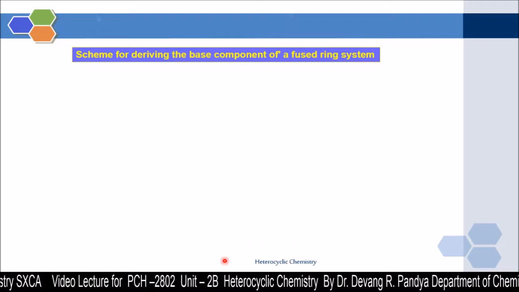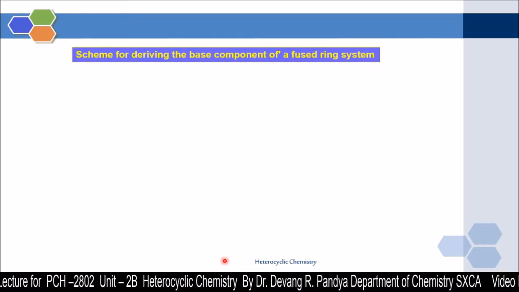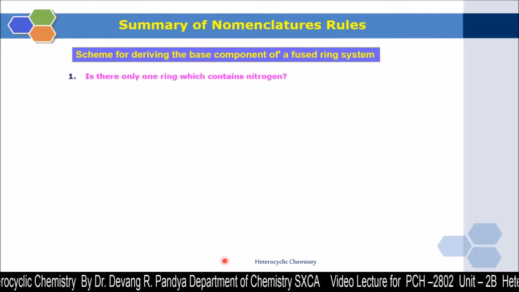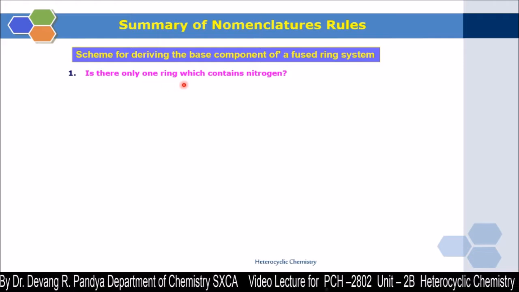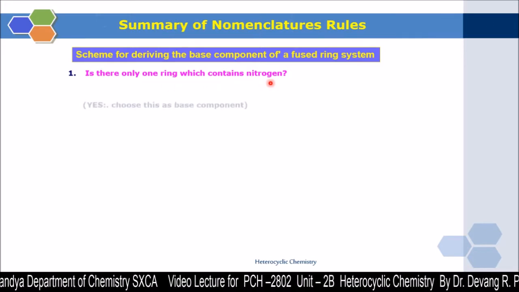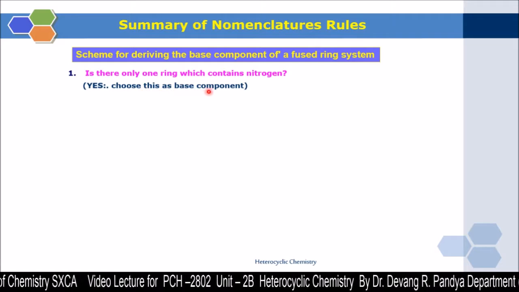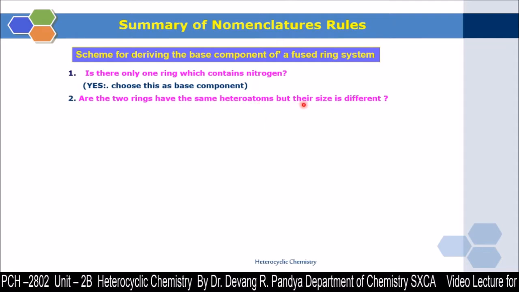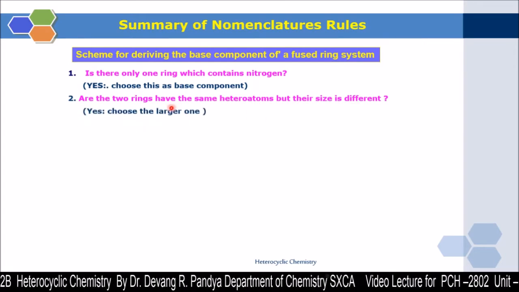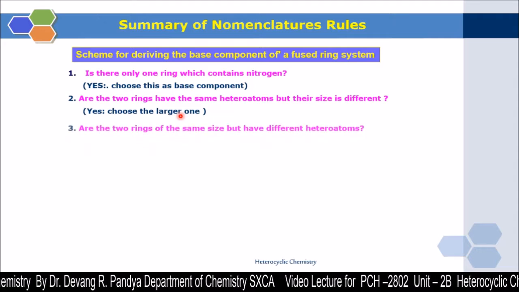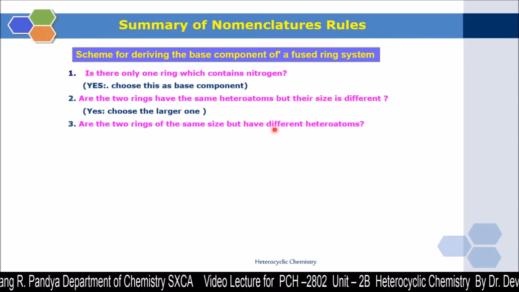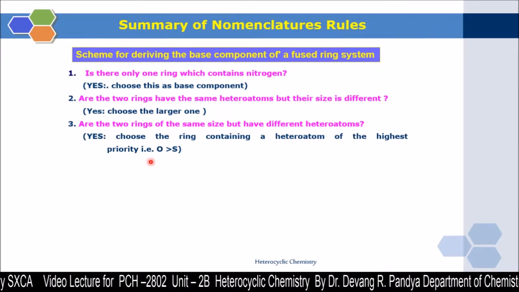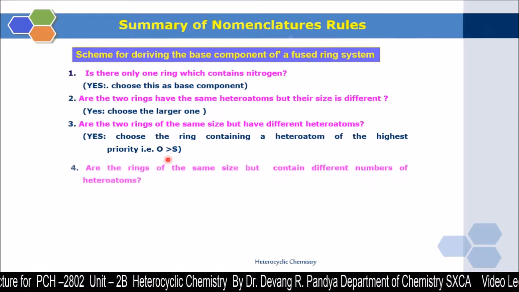Now, the scheme for deriving the base component of a fused ring system, or we can say a summary of the nomenclature rules. Is there only one ring which contains nitrogen? That you need to find out. If yes, choose this as the base component. Do the two rings have the same heteroatoms but different sizes? If yes, choose the larger one. Are there two rings of the same size but with different heteroatoms? Then choose the ring containing the heteroatom of highest priority, oxygen, then sulfur, then nitrogen.